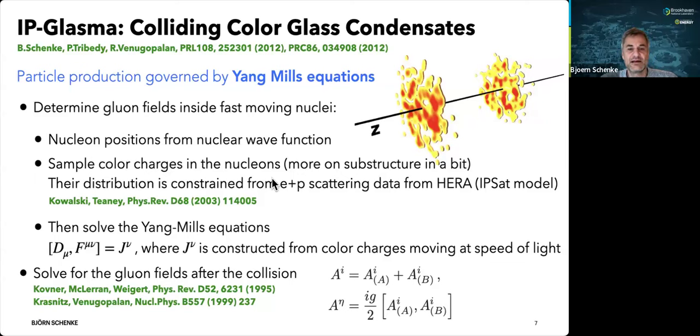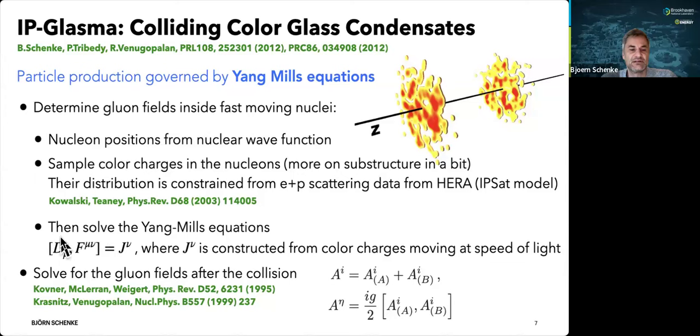So once we have these color charges, they form essentially the color currents of the Yang-Mills equation, which I drew here. So this J nu is constructed from these color charges moving at the speed of light. Each of these nuclei gives me a contribution to this J nu. And then I solve this D mu F mu.